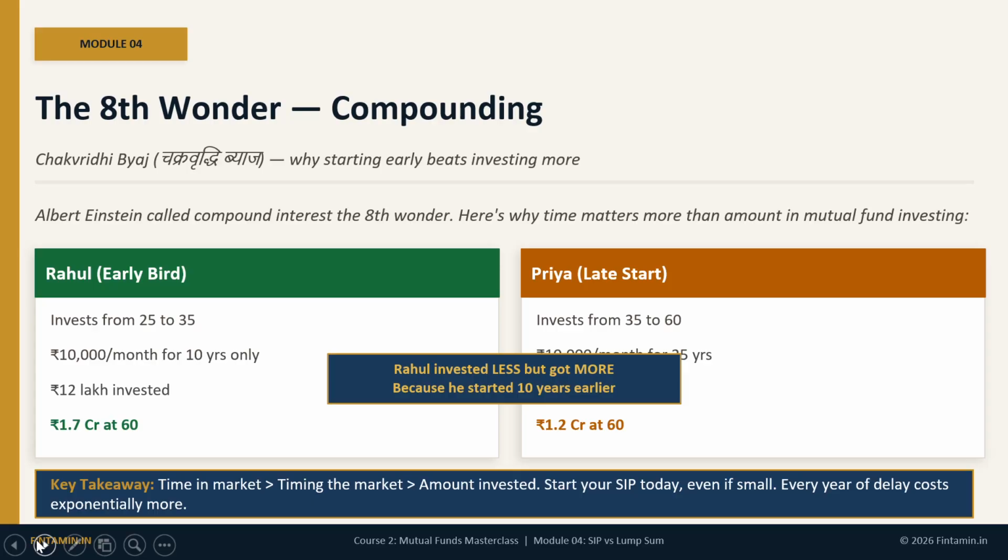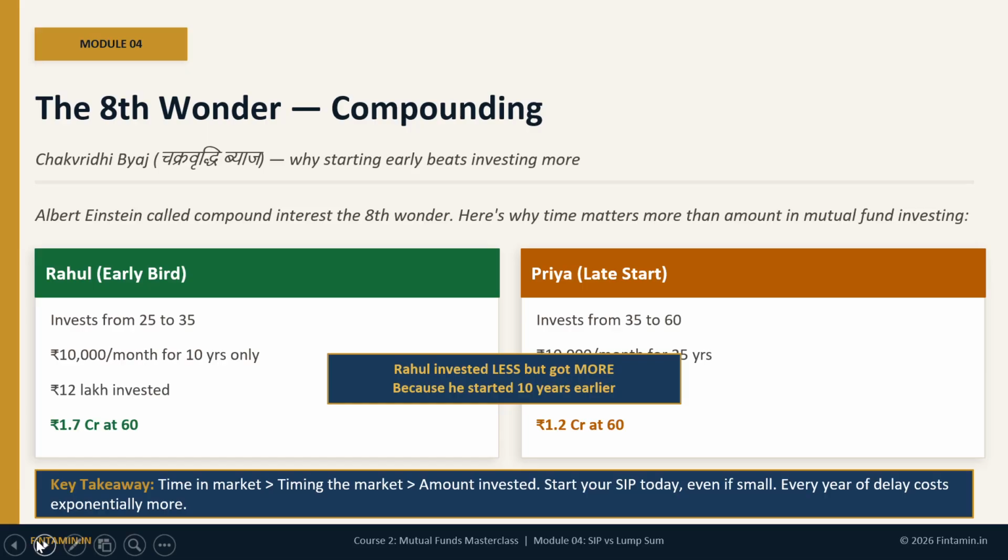The power of compounding. I want to show you one comparison that will change how you think about money forever. Rahul starts a SIP of 10,000 rupees per month at the age of 25. He invests only for 10 years until age 35 and then stops completely. His total investment is 12 lakh rupees.